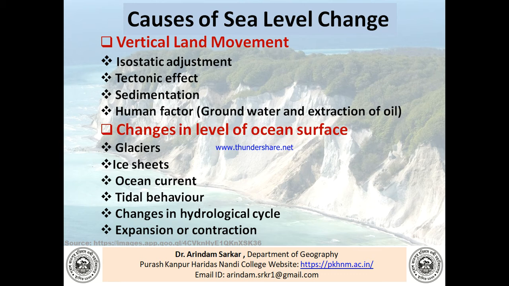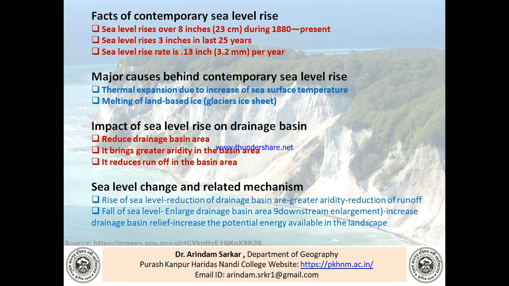Vertical land movement is associated with isostatic adjustment, tectonic effect, sedimentation, and human factors like groundwater and oil extraction. The second factor is changes in the level of the ocean surface due to glaciers, ice sheets, ocean currents, tidal behavior, changes in the hydrological cycle, and expansion and contraction.